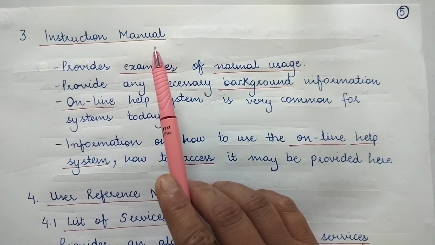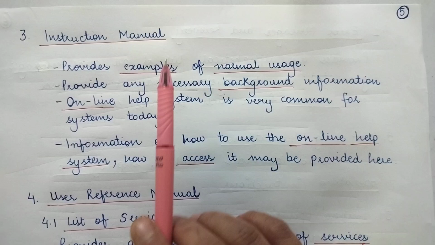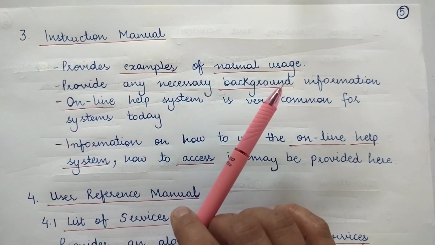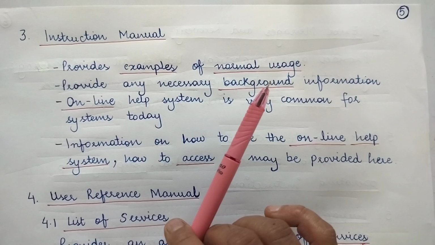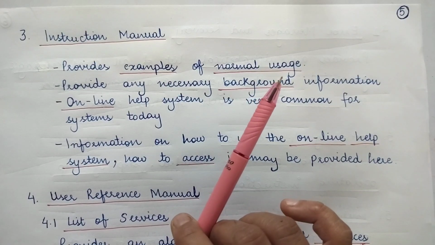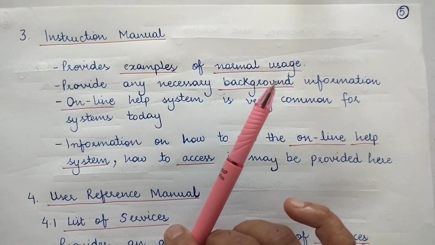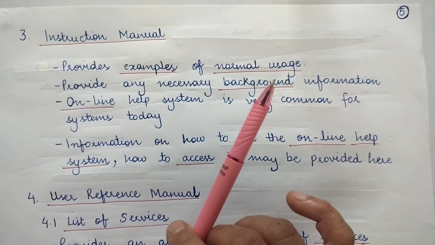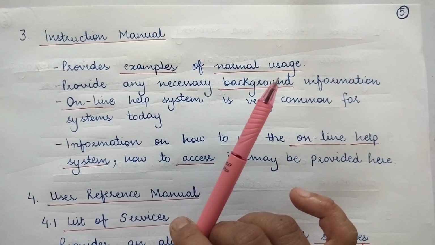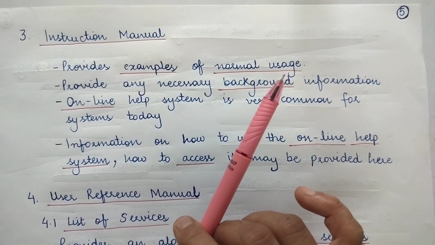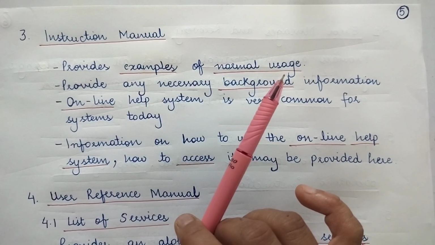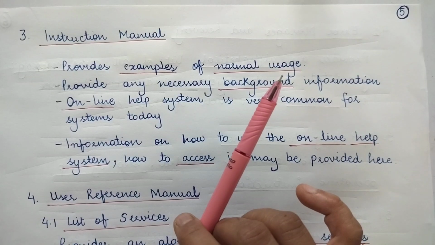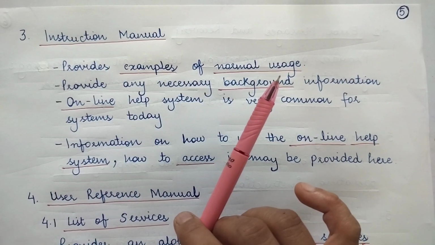Now, next is your instruction manual. The third category is your instruction manual. Now, the instruction manual provides examples of normal usage. Generally, when you see an instruction manual, it is giving you instructions as to how you can use that particular system. Like if you look at the instruction manual of your mixer grinder, it will tell you how to switch it on, how to use it, what the various modes of operation available in that mixer grinder are, grinding mode, pulsing mode, all that. So the instruction manual tells you all about that.